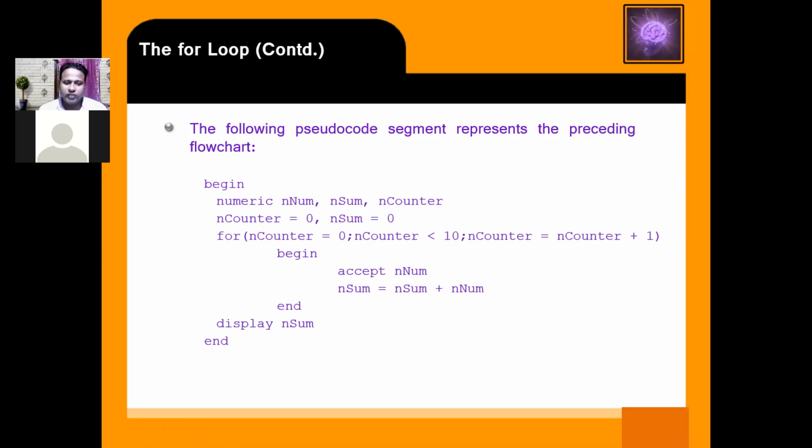So we have the three variables num, sum, and counter. So three variables you have to define. What is a variable? Variable is like an unknown number.